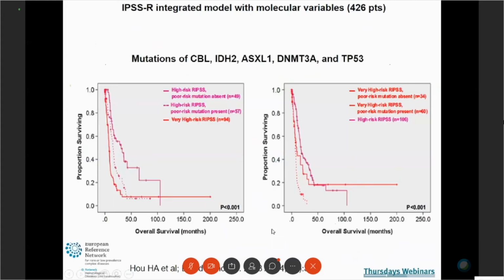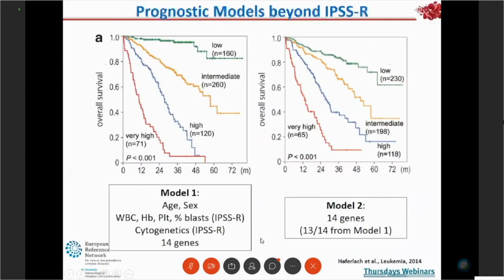This is another attempt to include in IPSS-R a number of mutations. And as you may see here, the number of patients included is higher. And once again, the mutational studies do add prognostic value.